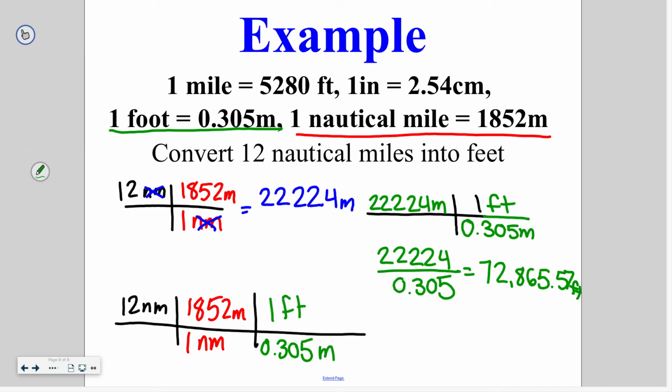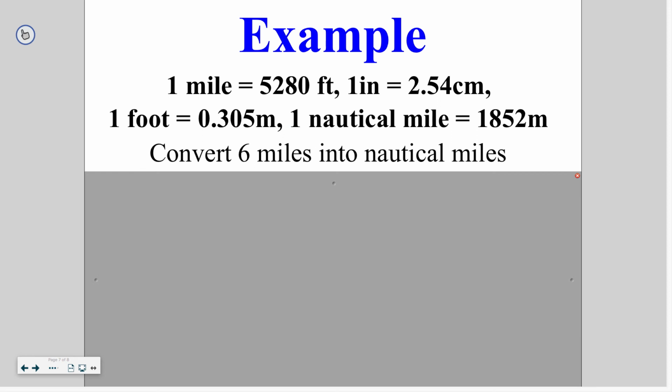Again, we need what we're trading in to be diagonal with the units. So nautical miles was diagonal with nautical miles. Meters was diagonal with meters. And then we go ahead and multiply the tops and multiply the bottoms, which is going to lead us back to that same equation that we got above. So again, you can do it all at once or do it step by step. Go ahead and try this one on your own.